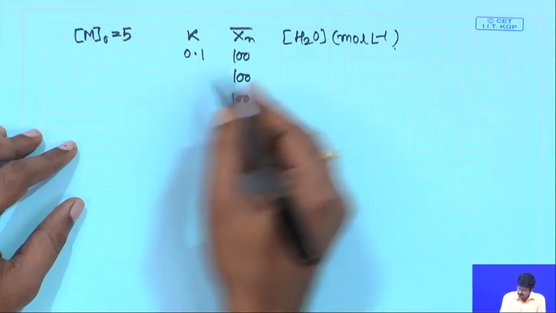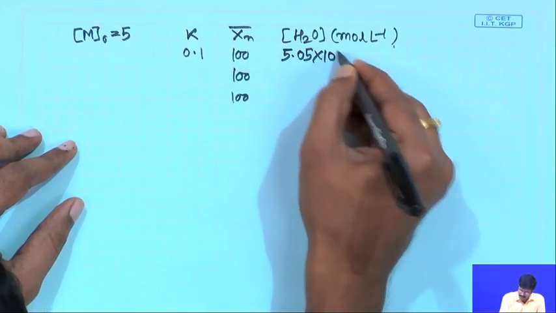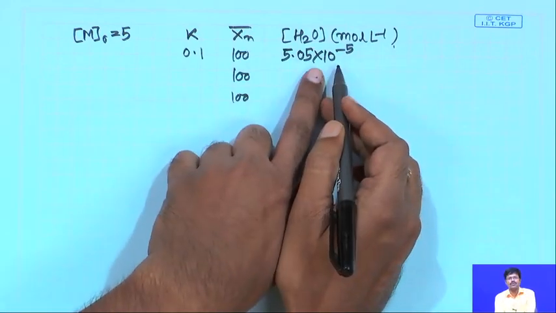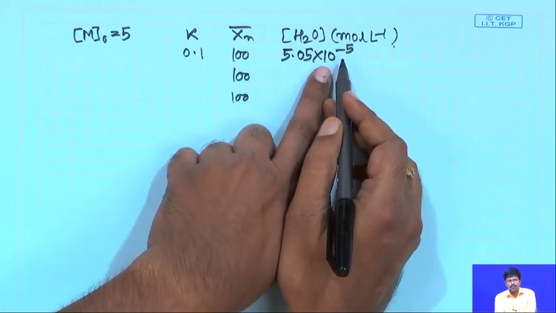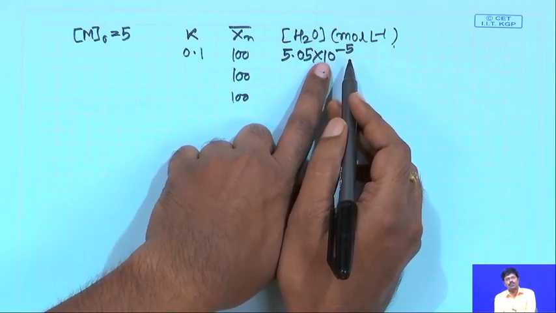So, if K is 0.1, the equilibrium concentration of water that you have to achieve is this. That means you have to remove water until you reach this very low concentration. The lower this value, the more difficult it is for you, because you have to actually remove more water.